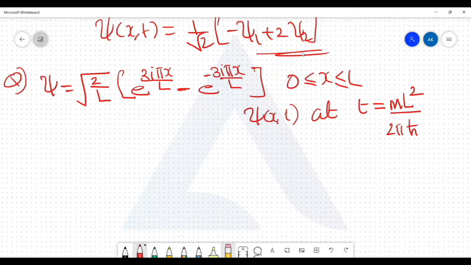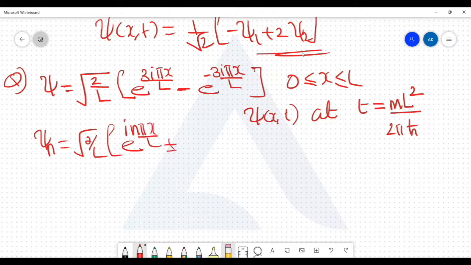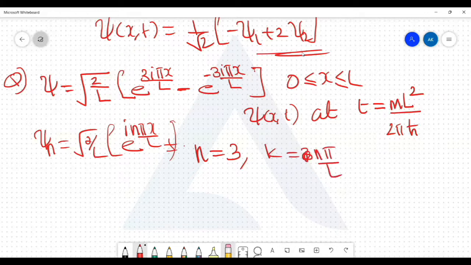So this is our wave function. If you see e raised to ikx, our general wave function is root 2 by L into e raised to i n pi x by L plus or minus something like that. Comparing with this wave function, you are identifying your n. The state is 3, right? Your state is 3 and your k, that is n pi by L, is 3 pi by L here. So we just need this state only.